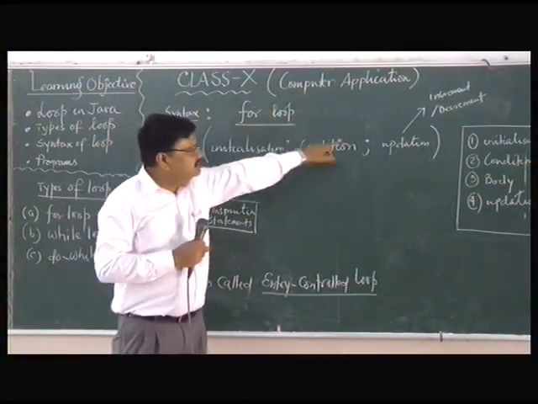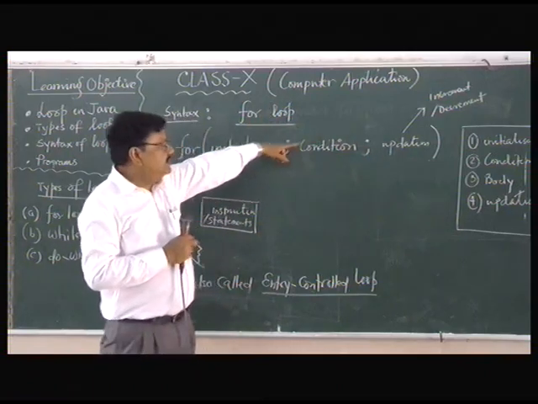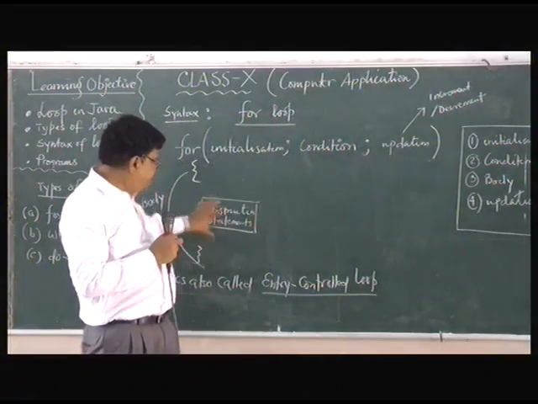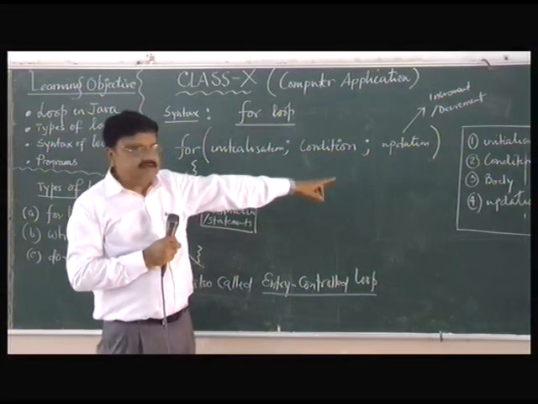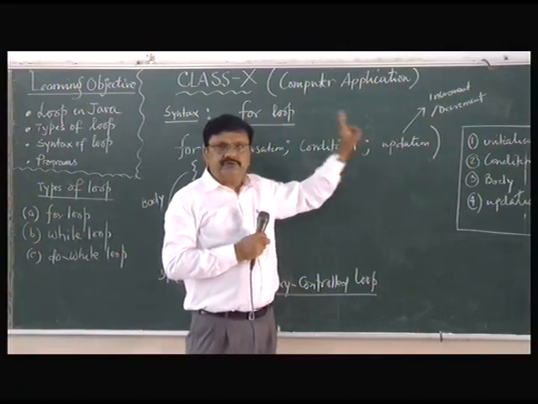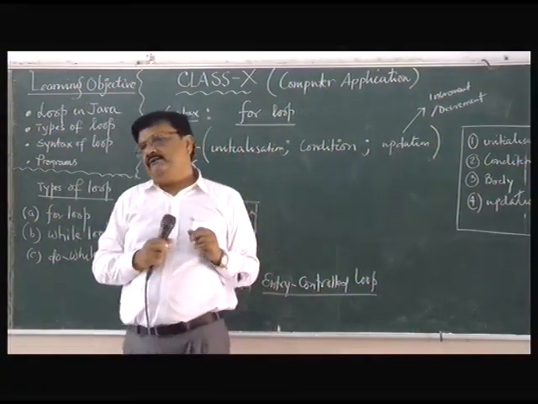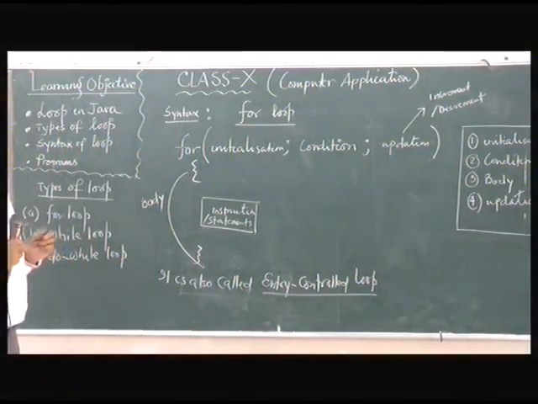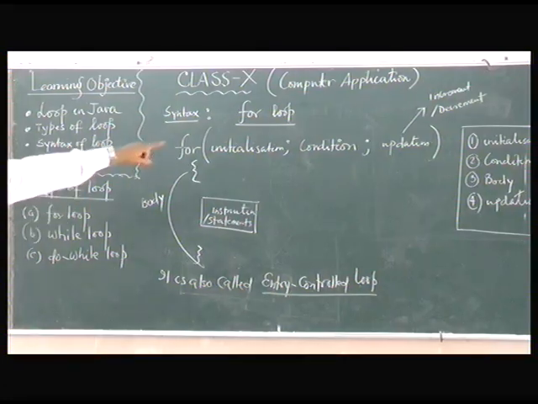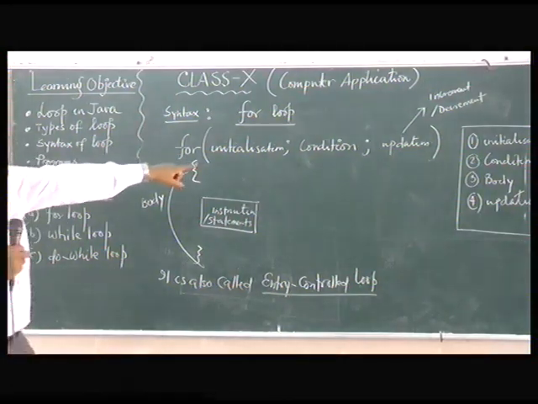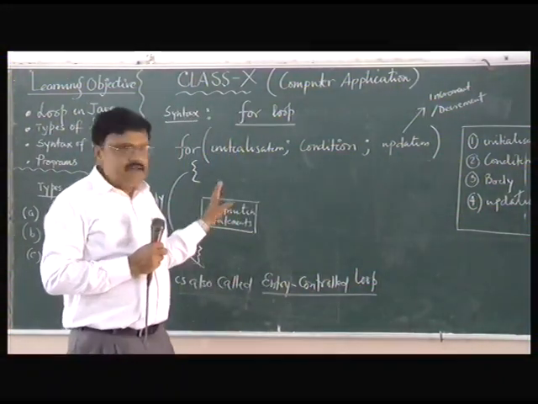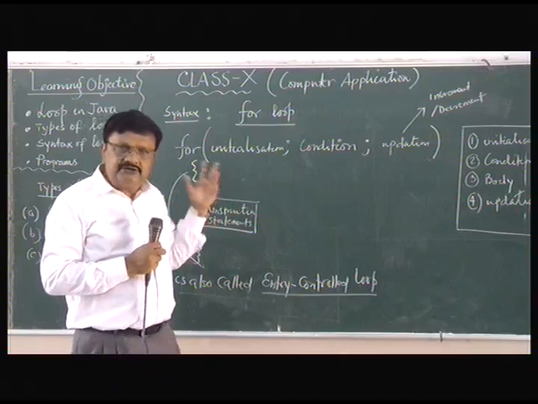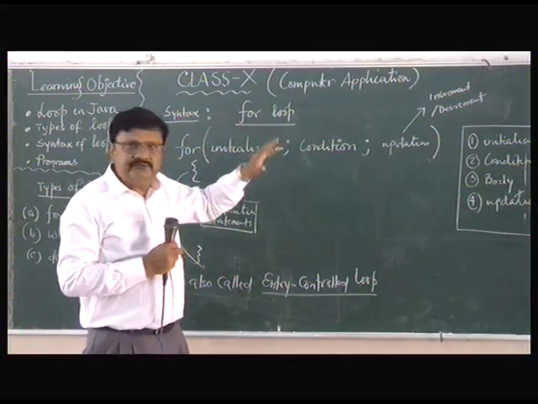Now next is the condition. Condition is there. Now after condition, what is there? The body. Anything we can write. Clear? And what is the fourth one? Updation. Now the updation is also there. So if the 4 points are not there, then the loop will not be able to run, will not be able to be executed. So all these 4 points are there: initialization, condition, body, and then updation. Is it clear?